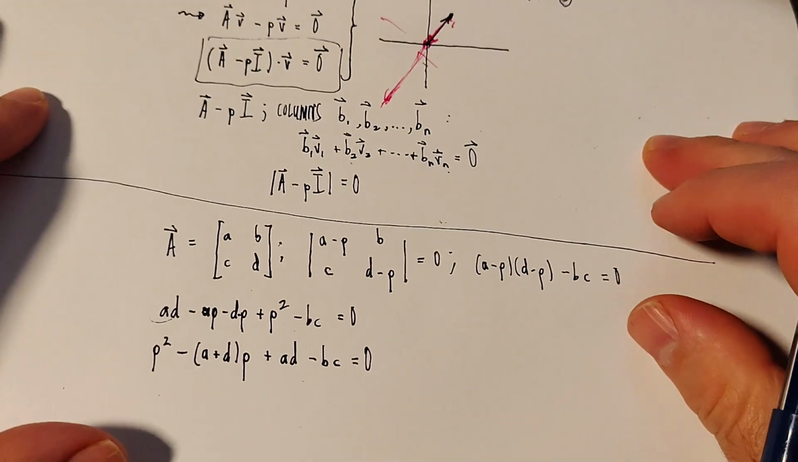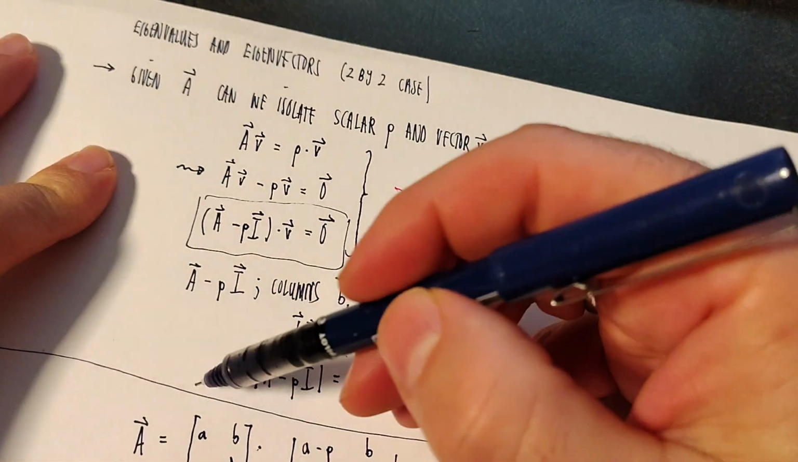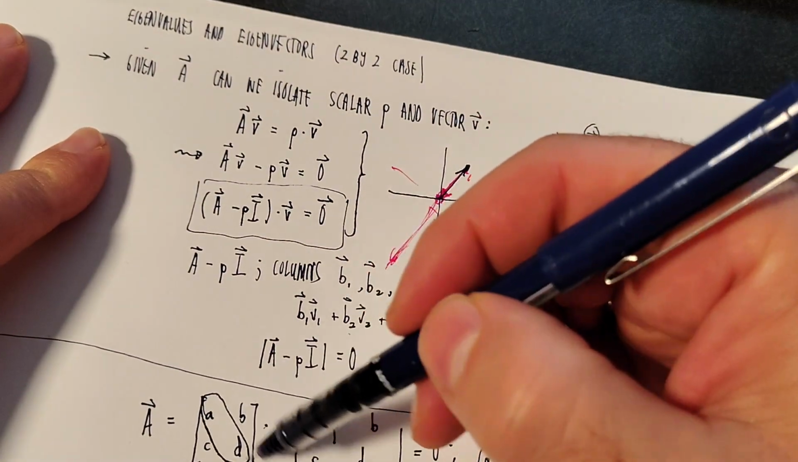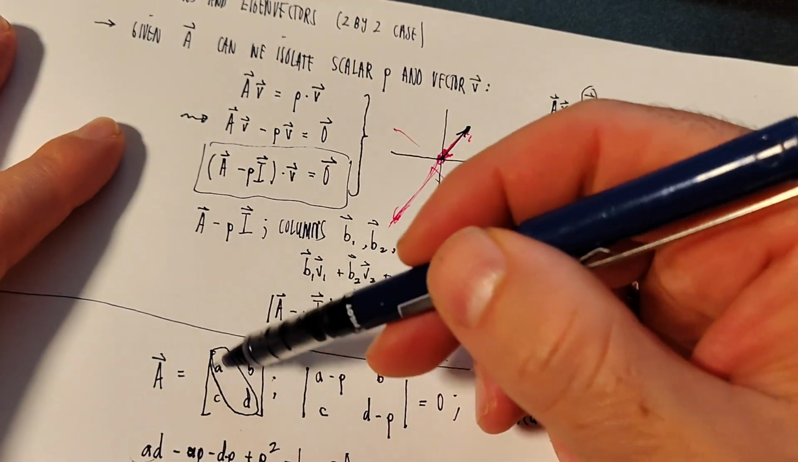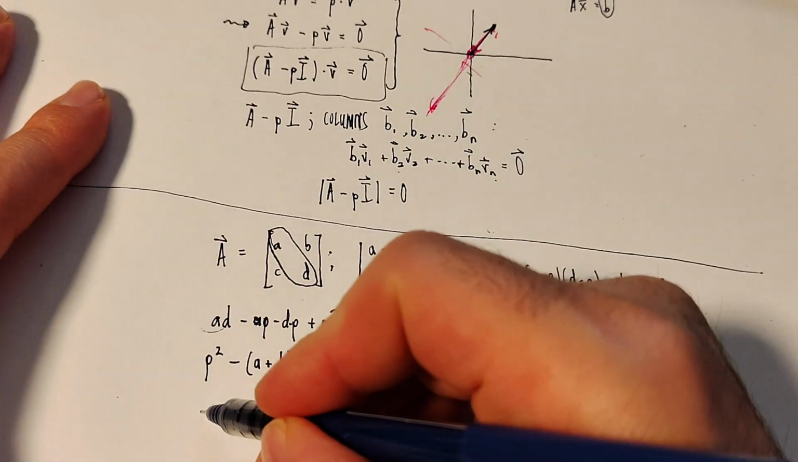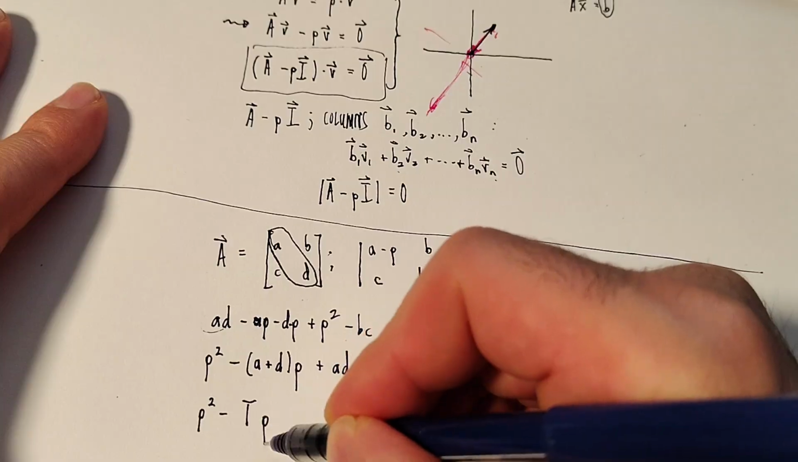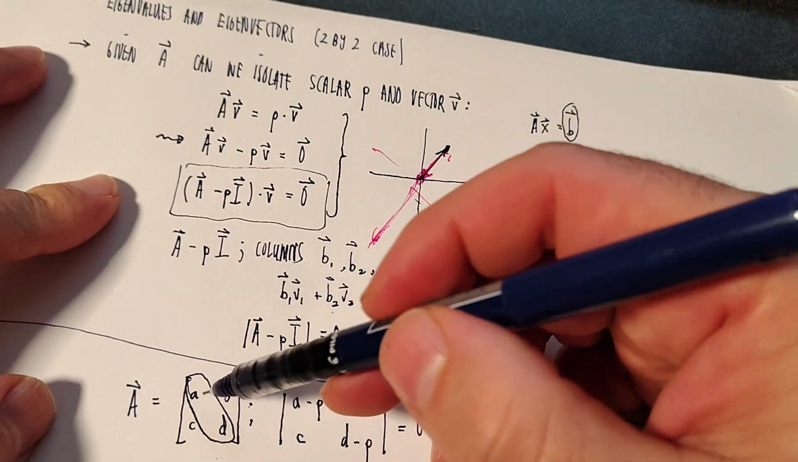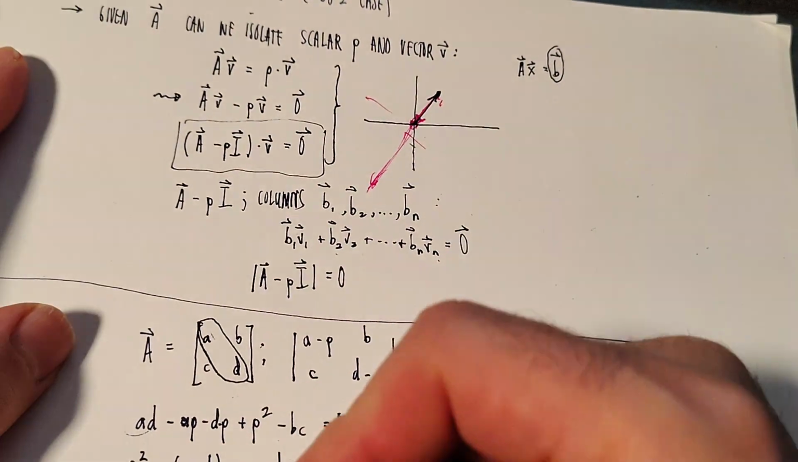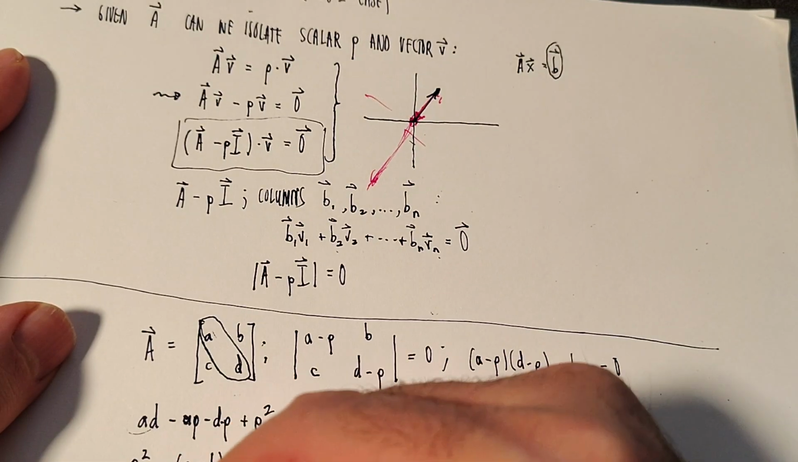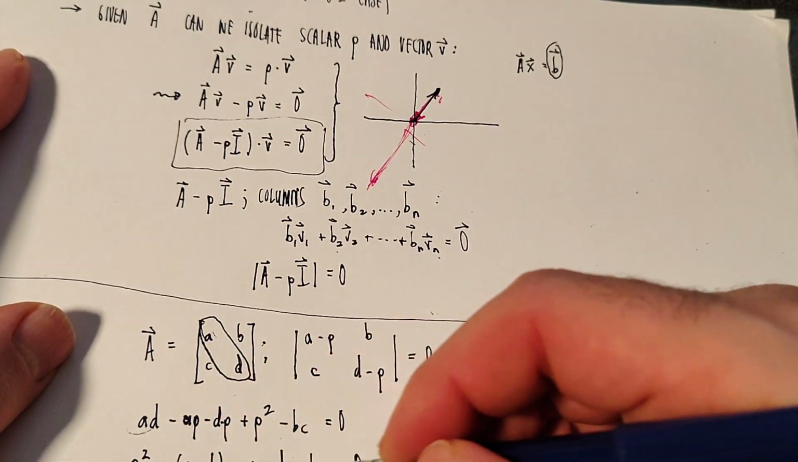All right. You go back to this, you can see that A plus D is something called the trace of a matrix. When you add the diagonal elements, you get the trace. So this will be rho squared minus the trace times rho. And then you can see here AD minus BC is the determinant. So that's going to be plus the determinant equals 0. And that's our formula for the 2 by 2 case.